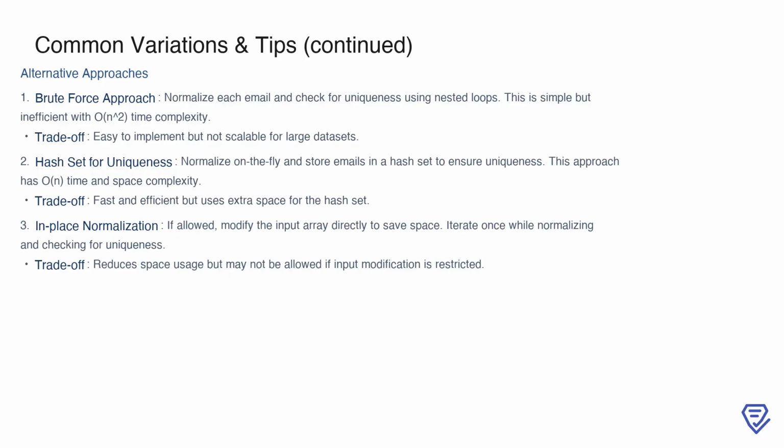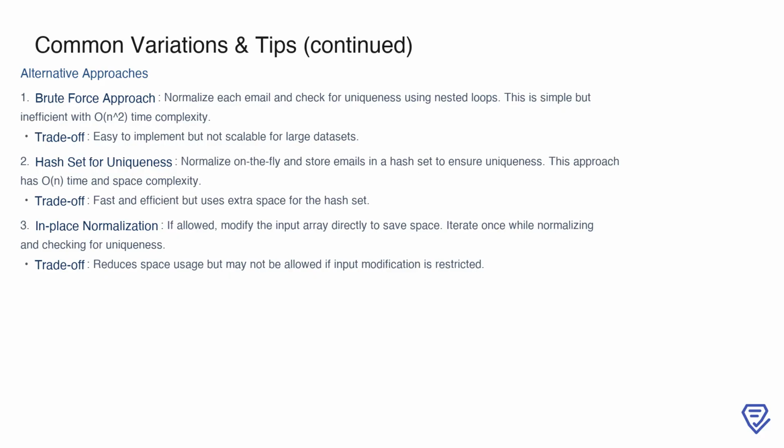Finally, let's look at some alternative approaches to solving the problem. A brute force method would involve normalizing each email and checking for uniqueness using nested loops. While this is straightforward to implement, it's inefficient for large datasets due to its n² time complexity. The trade-off here is simplicity in exchange for scalability.